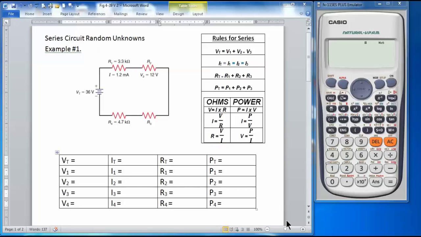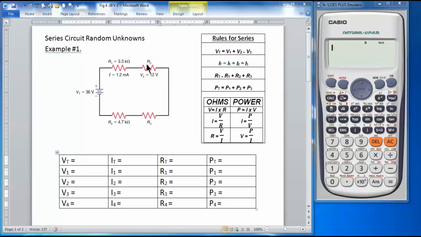In this video, we're going to be calculating a series circuit with a random unknown. I've titled this circuit Example 1 because, based on the book that you're using, this circuit could be either Figure 439 or Figure 440. So we're going to call it Example 1. Now what's unique about this circuit is we're not given all the values.